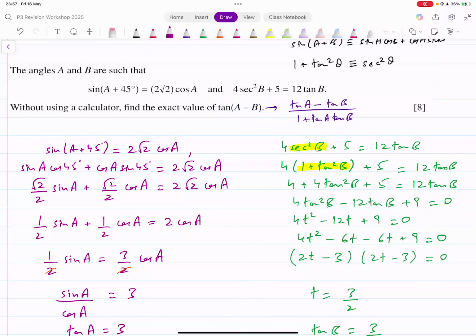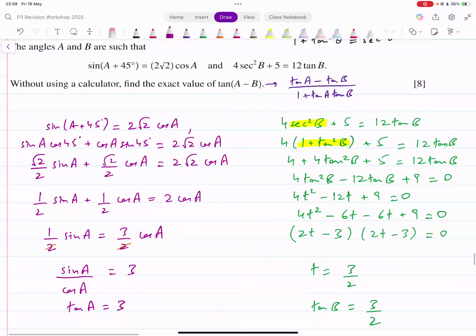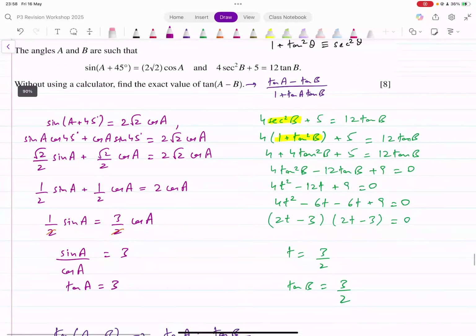Tan of a minus b is actually the same thing as tan a minus tan b divided by 1 plus tan a tan b. So the problem is we want to find out the values of tan a and tan b, and then we can just input them in this identity and we would get the result from that. How do we do that? We've got these two equations. Sine of a plus 45 equals 2 under root 2 cos of a.